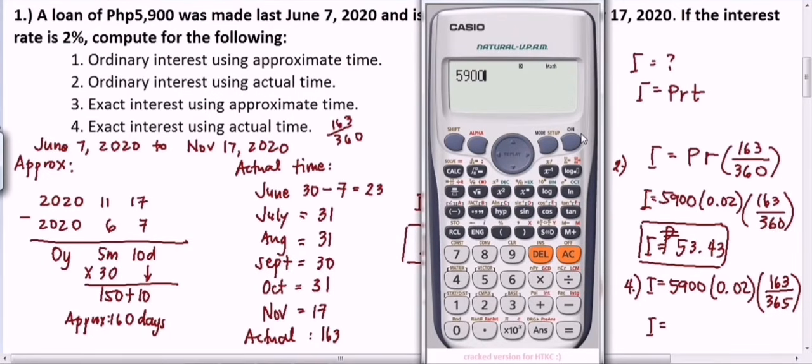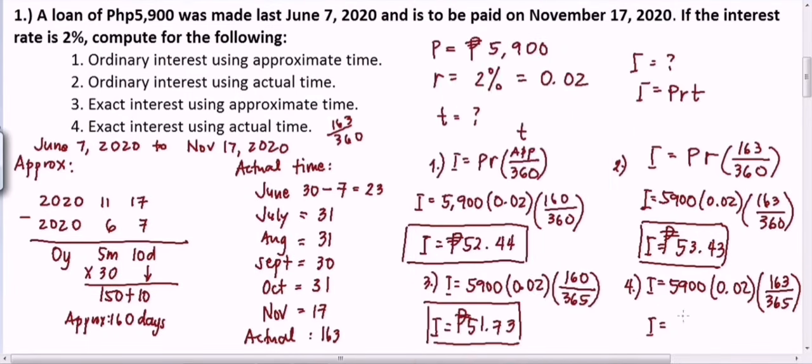Okay? So, 5,900 times 0.02 times 163 over 365. So the answer is 52.69, yung kasunod ay 5. So meaning magiging 52.70 na to. So pag nag-add ako ng 1 dito sa 0.69, magiging 0.70. So 52.70. Okay, so that is how you compute ordinary and exact interest using approximate and actual time.